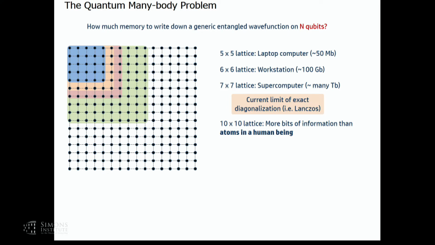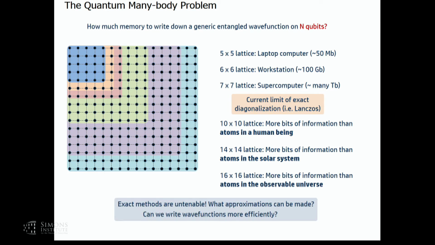For 10 by 10, the number of bits in memory is comparable to the number of atoms in a human being, or the number of atoms in a solar system for a 14 by 14, or the number of atoms in the observable universe. Okay, so describing an exact wave function on n qubits is not a route we want to take. So we need to make some approximations when we do this.